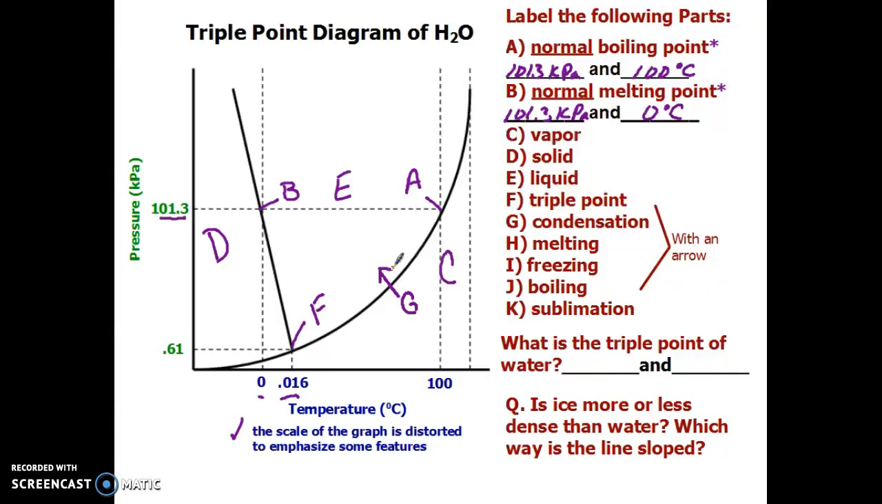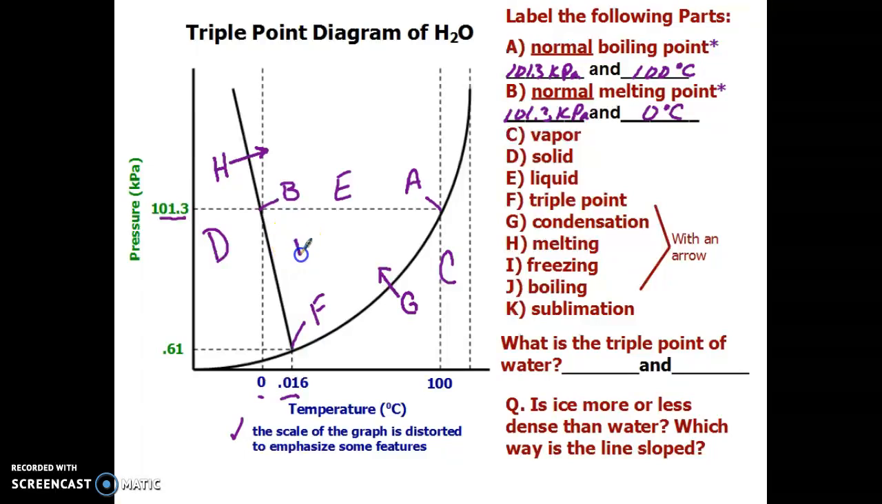So anywhere along that line where the B's at would be melting. I'm just going to put it right here. And I'll put my arrow going across because I'm going from a solid to a liquid. All right, freezing. Exactly the opposite of melting. In freezing, we're going to go from a liquid to a solid, which again is going to happen on this line where the B's at.